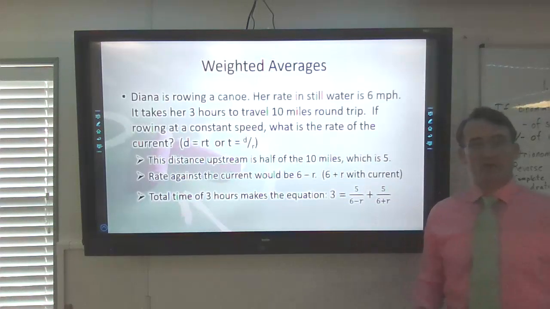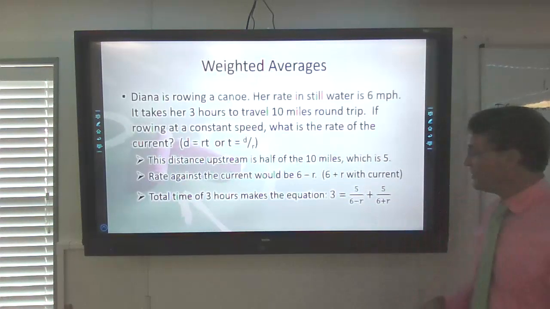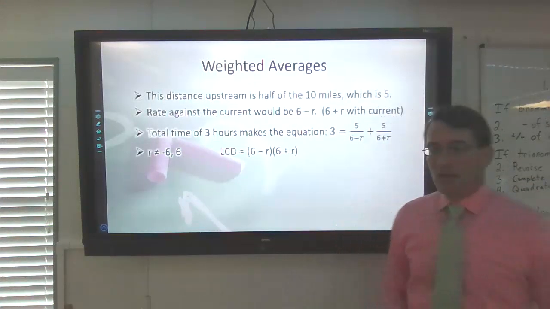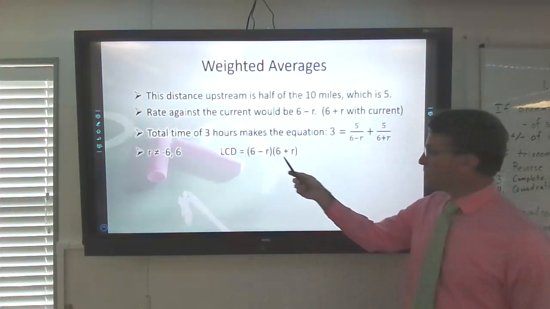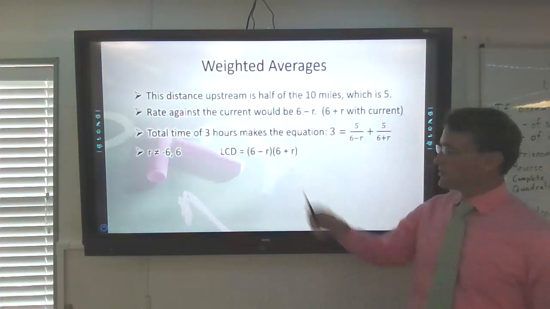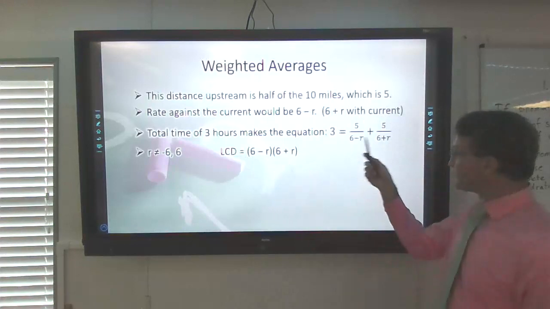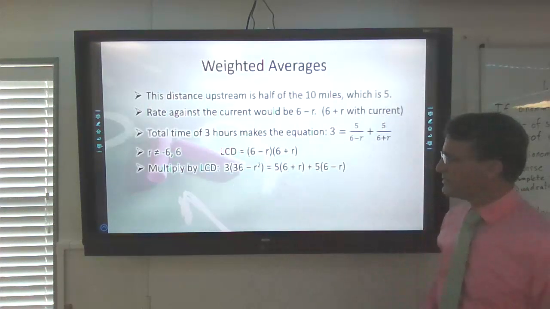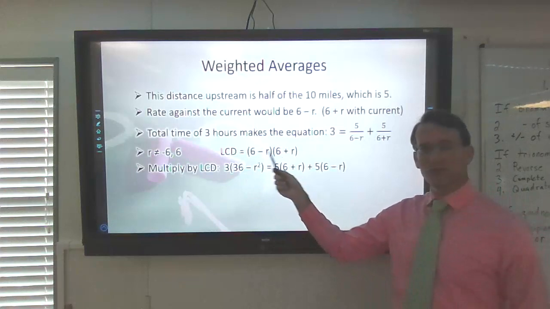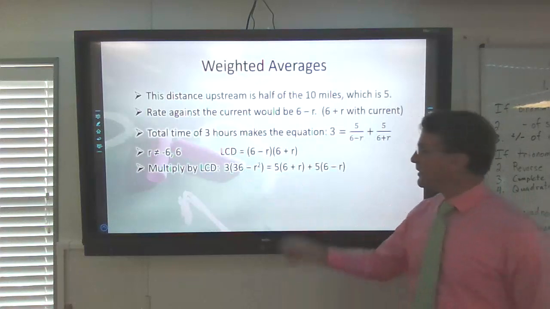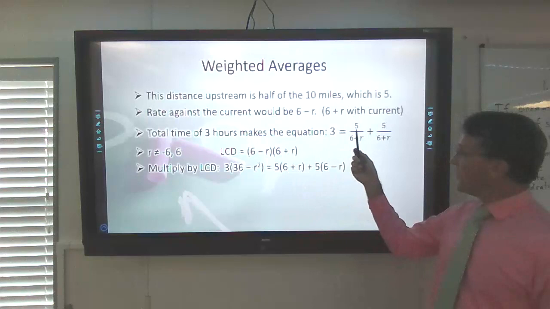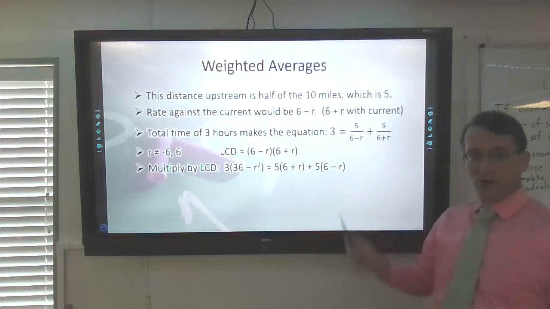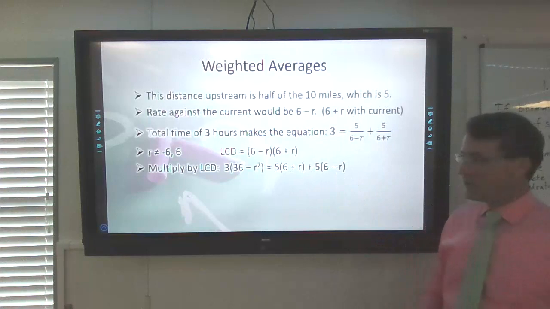So I'm going to first of all figure out what values it cannot be. It cannot be either a plus or a minus 6 as the rate. And I'm going to multiply by my least common denominator, which is the 6 minus r, 6 plus r. When I do that, I end up getting the 3 times the 36 minus r squared. If you distribute this using the FOIL method, that's what you'll get. And then I have the 5 times the 6 plus r plus the 5 times the 6 minus r when I multiply by my least common denominator.